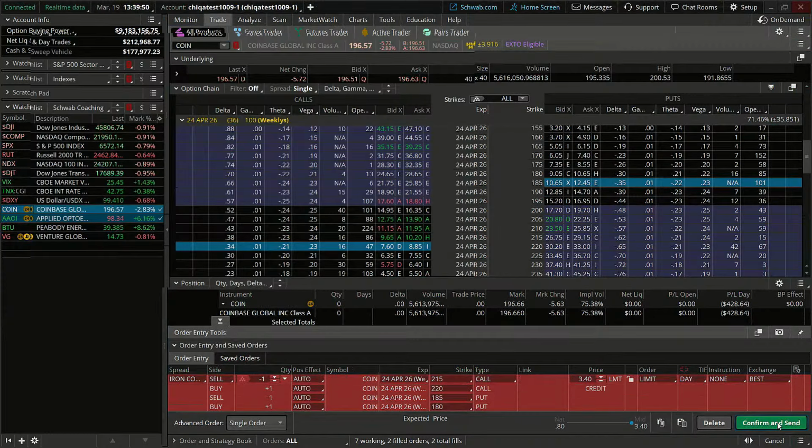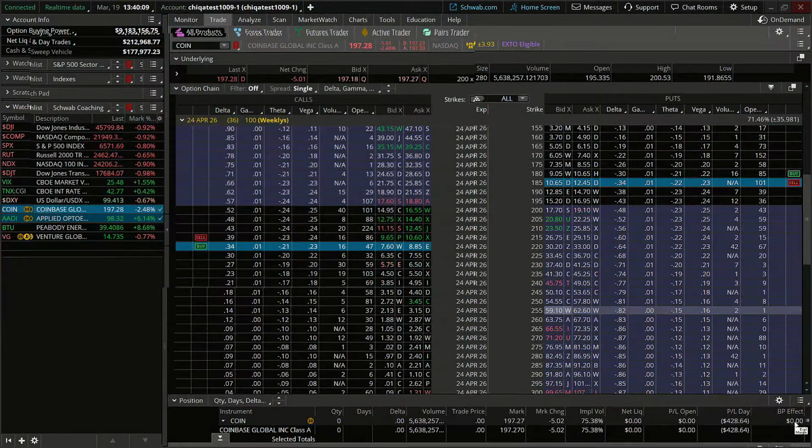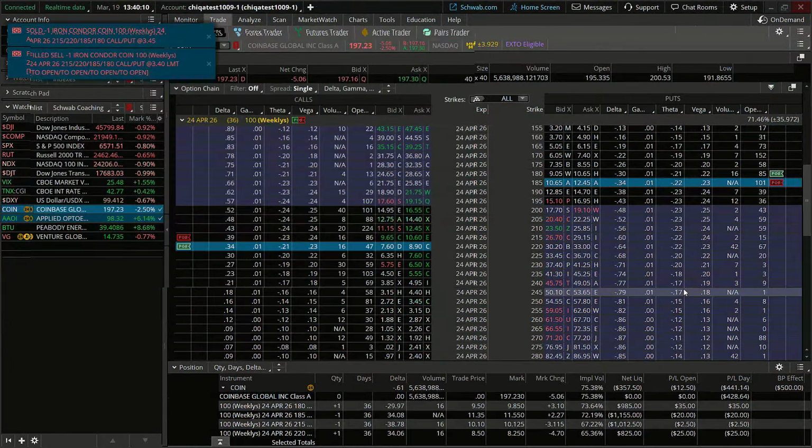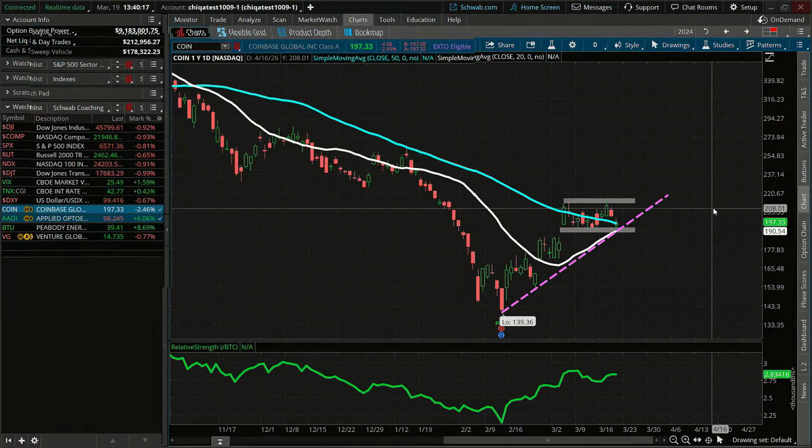We are just going to do one contract here on this one. Again, keeping the position size pretty small in this case. We're going to hit confirm and send on this one. And again, you can see our max profit, max loss. Obviously, the other picture gave us a little bit more of a visual look, and we are going to hit send in this case. Now we have a position. Okay. Now we have only just a couple minutes left in this case.